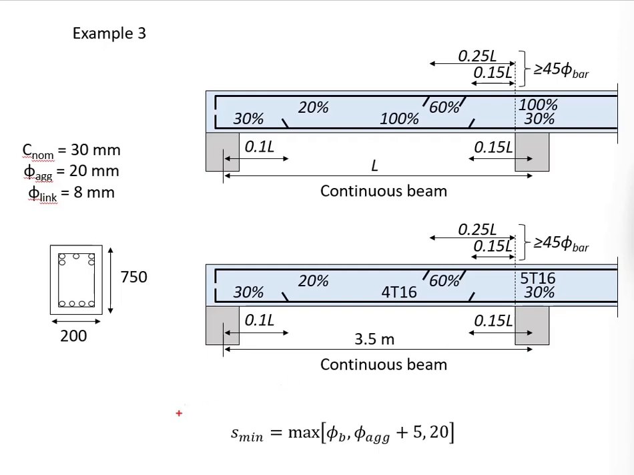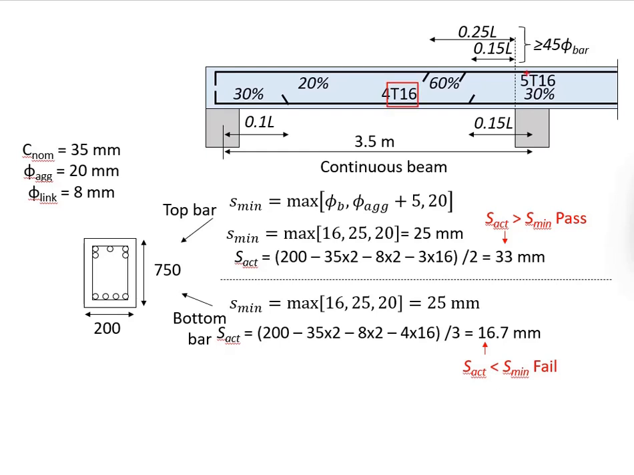Again, we're going to start with checking the minimum bar spacing. Since both the bottom and the top reinforcement bars are the same size, the minimum bar spacing as governed by the bar size will be 16. Governed by the aggregate, it will be aggregate size plus 5 mm, which is 25. And also governed by the minimum of 20 mm. The biggest value of the three governs, that means it will be equal to 25 mm.